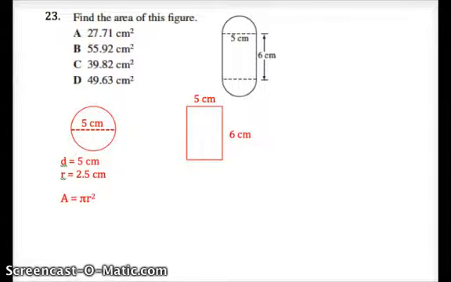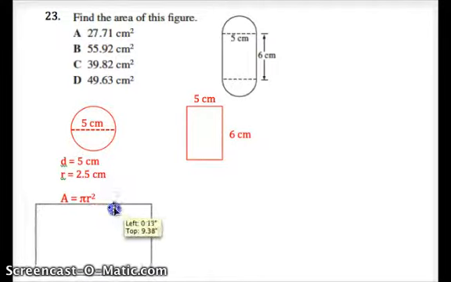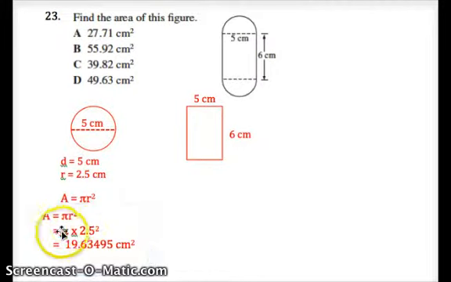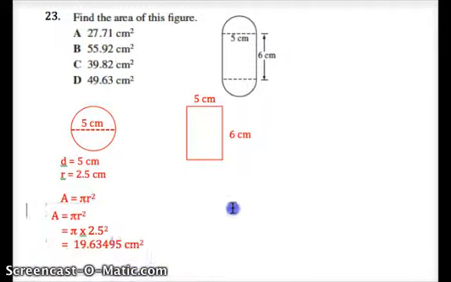So area equals pi r squared, which is, I've got it written twice, it's pi times 2.5 squared. And when you do that on your calculator, you get 19.63495. So we've worked out the area of that circle.